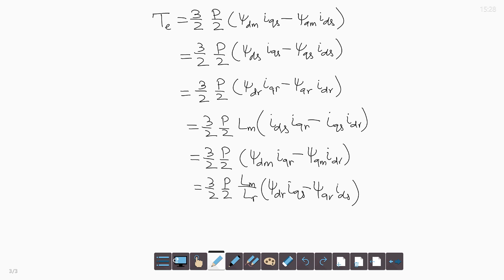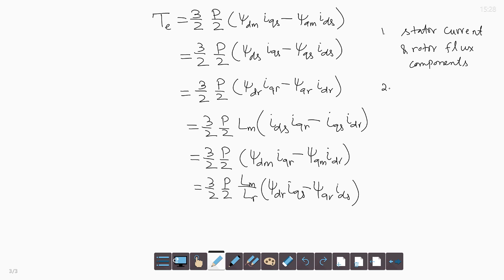So, by selecting proper variables, the induction motor model can be expressed. 4 state variables are required. For example, the stator current components and rotor flux components can be selected as variables, and you can get one model of the induction motor.